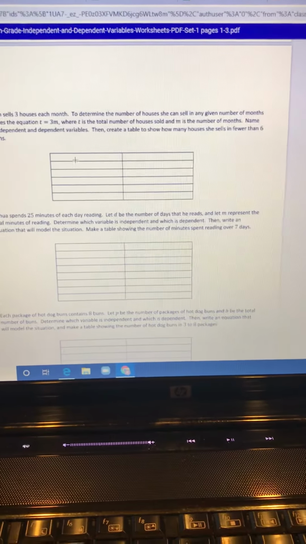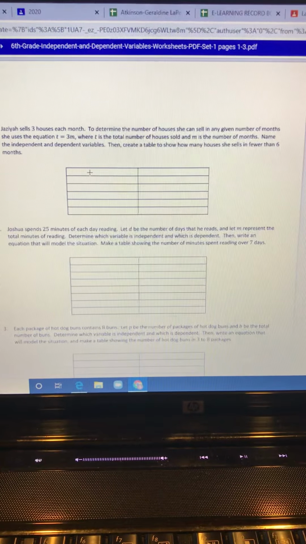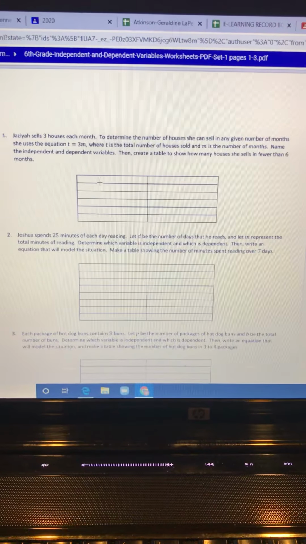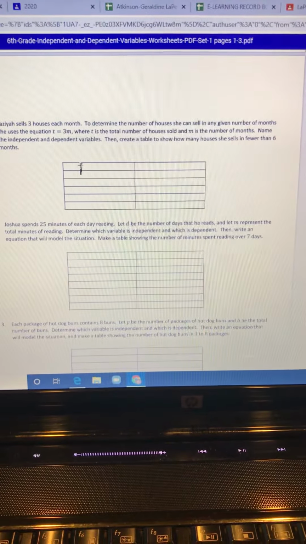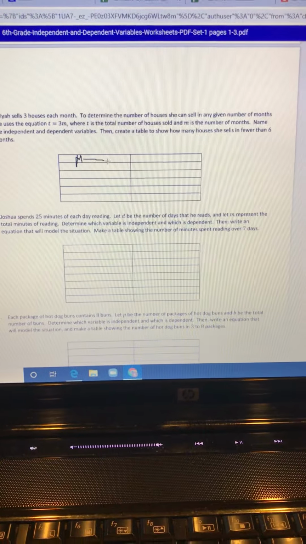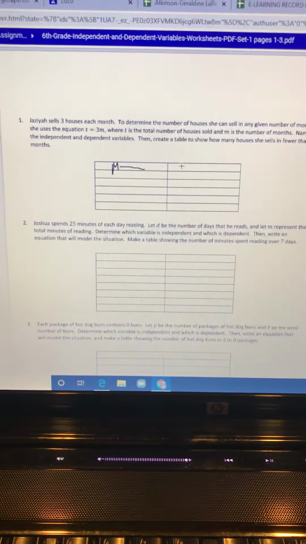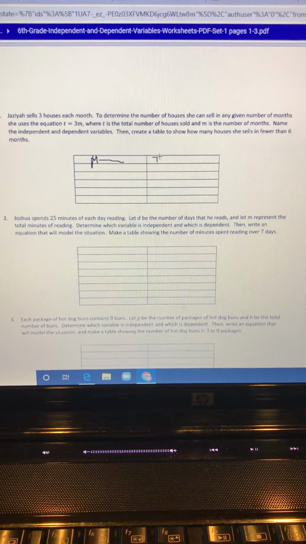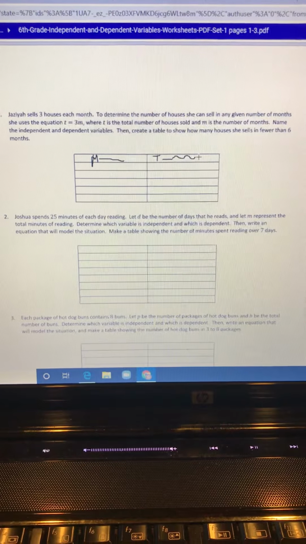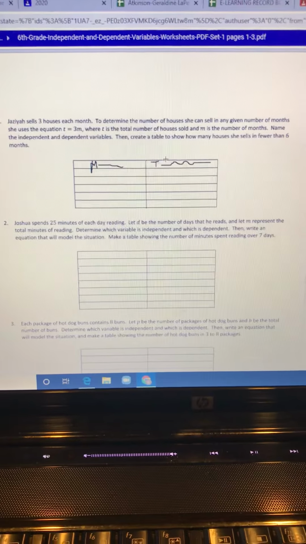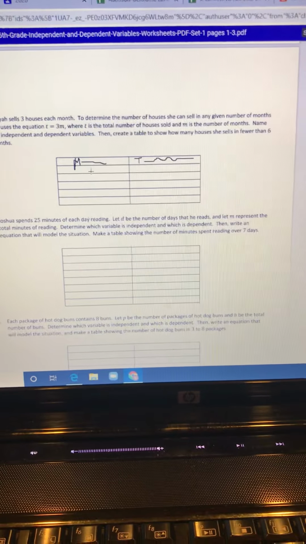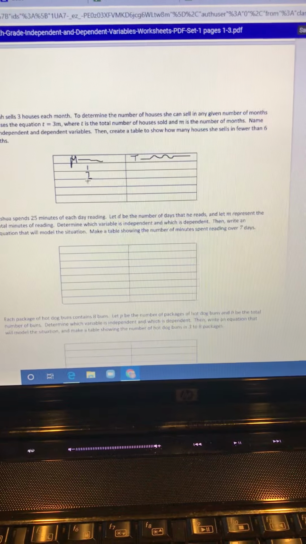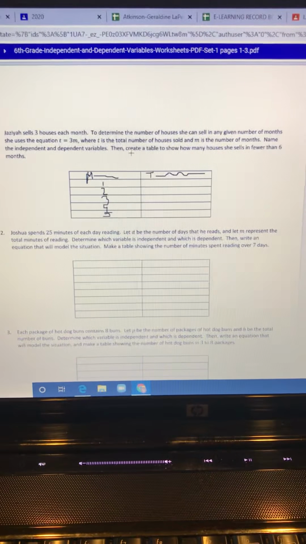So what would be the independent variable? Hopefully you're thinking the number of months because you get to pick the number of months. So that would go here. Okay, and I would write the word months out, okay? And over here, it would become T for total number, and you'd write the whole thing out. Total number of houses sold. Because you're choosing fewer than 6 months, you can simply go 1 month, 2 months, 3 months, 4 months, 5 months, and then solve for T.